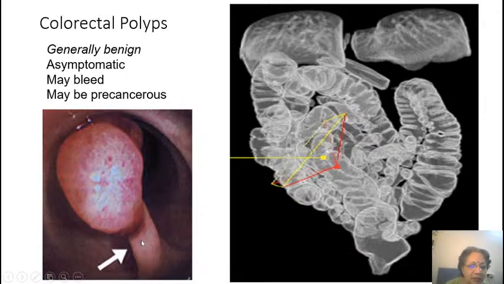It may or may not have a pedicle. It may be directly bulging out from the mucosa. So mostly they are benign and asymptomatic, but they can bleed if there is a hard bowel movement. And this one has grown quite a lot. The mucosa may get abraded and a little bleeding may happen. And they are known to be precancerous.